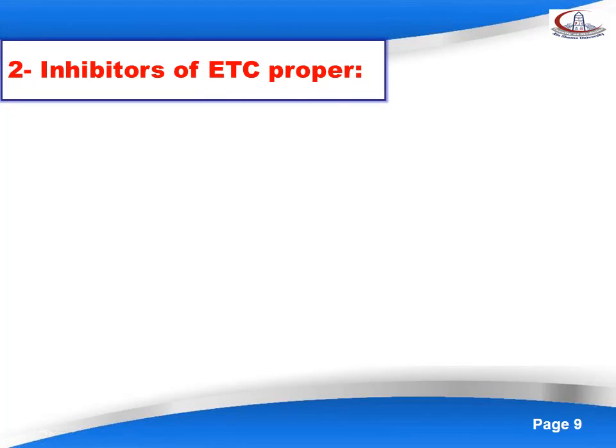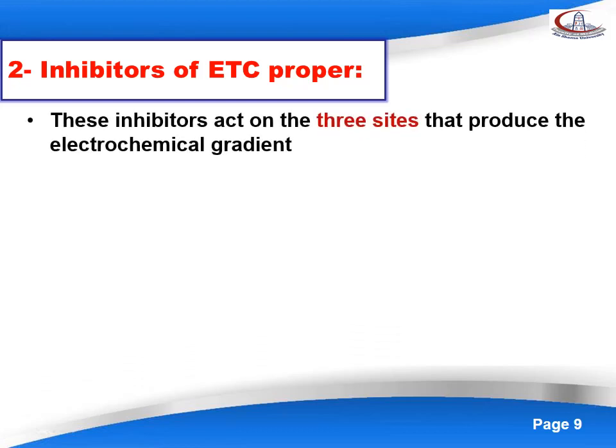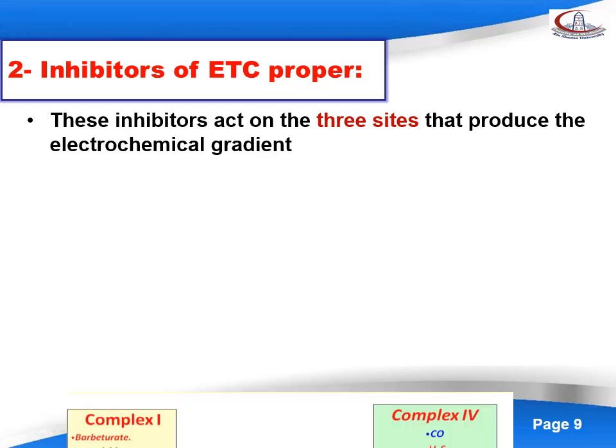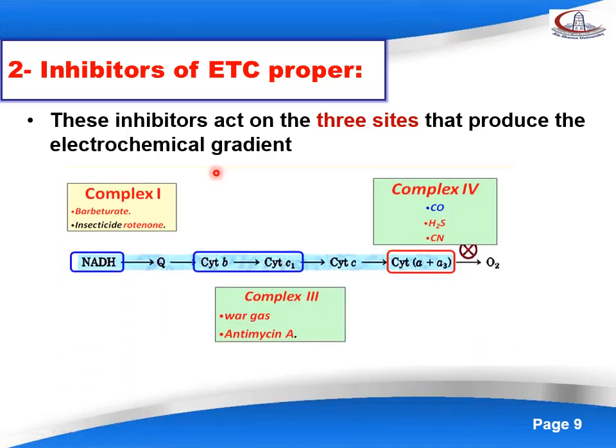I can inhibit the respiratory chain in two ways. Number 1, through an uncoupler. Number 2, through inhibition of the respiratory chain complexes themselves. These inhibitors act at 3 sites, the sites through which electrons pass, resulting in pumping of the proton, which are complexes 1, 3, and 4. Complex 1 is inhibited so no electrons can pass, by barbiturates and the insecticide rotenone. I can inhibit complex 3 through war gases and antimycin. Complex 4 is inhibited by carbon monoxide, hydrogen sulfide, and cyanide.